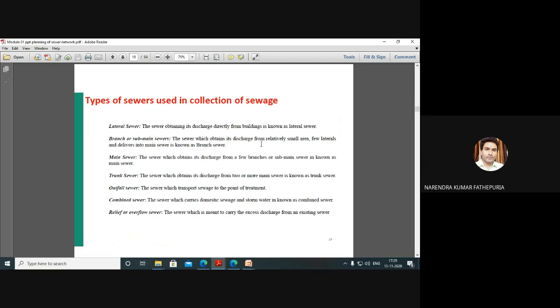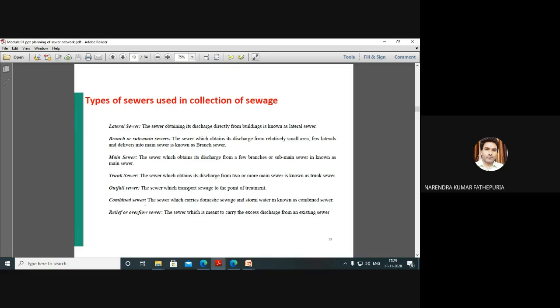Finally, the small sewer delivers into the main sewer, then the main sewer discharge from a few branches is connected to the trunk sewer, and finally the trunk sewer is connected to the outfall sewer. The outfall sewer will take all the wastewater from the city to the respective sewage treatment plant directly. It has the largest diameter. It transports sewage of the city to the point of the treatment unit.